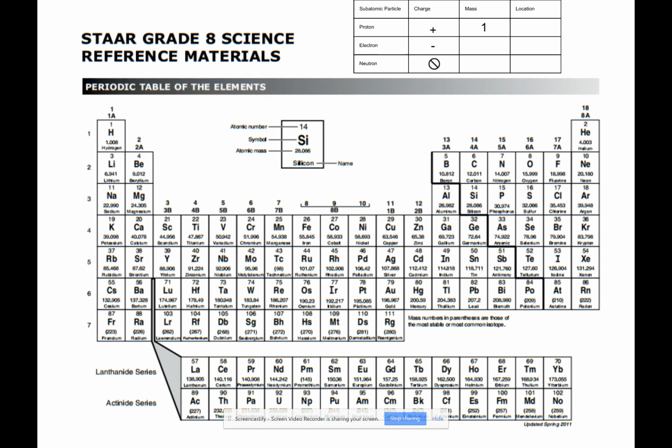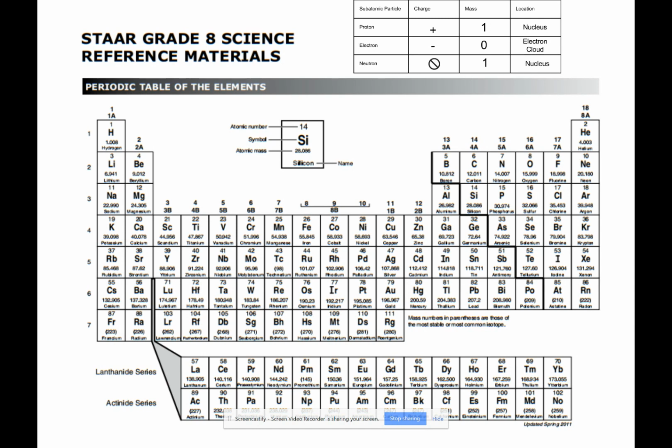Protons weigh 1 atomic mass unit. Electrons are so little that we say they weigh nothing. And neutrons are 1 atomic mass unit. Protons are in the nucleus. Electrons are in different energy levels surrounding that nucleus in the electron cloud. And neutrons are in the nucleus with those protons.